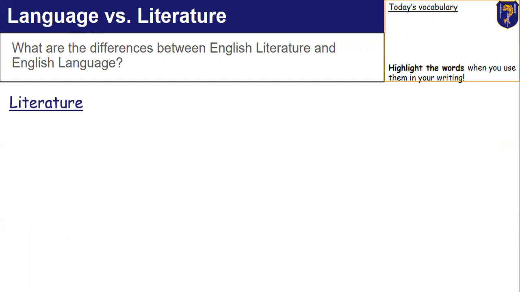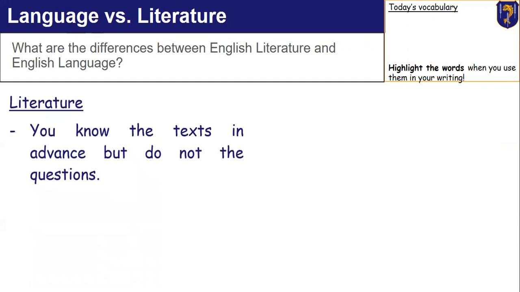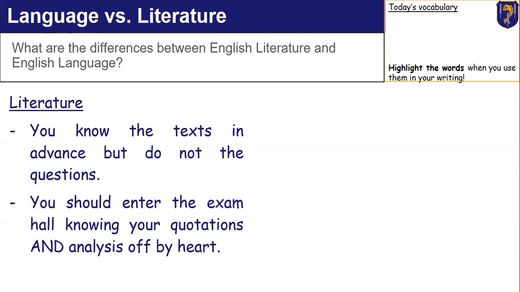Okay, literature. You know the text in advance, but you do not know the questions. So we know we're going into the exam knowing that we are going to be writing about a certain text, so Macbeth, An Inspector Calls, Jekyll and Hyde. We will know our quotations and we will know our analysis for those quotations off by heart, so we can recall them in the exam. We will not know the question. So we do not know what we're going to be writing about, but we know that we're going to be armed with our quotations so that we can answer any question that is thrown at us.